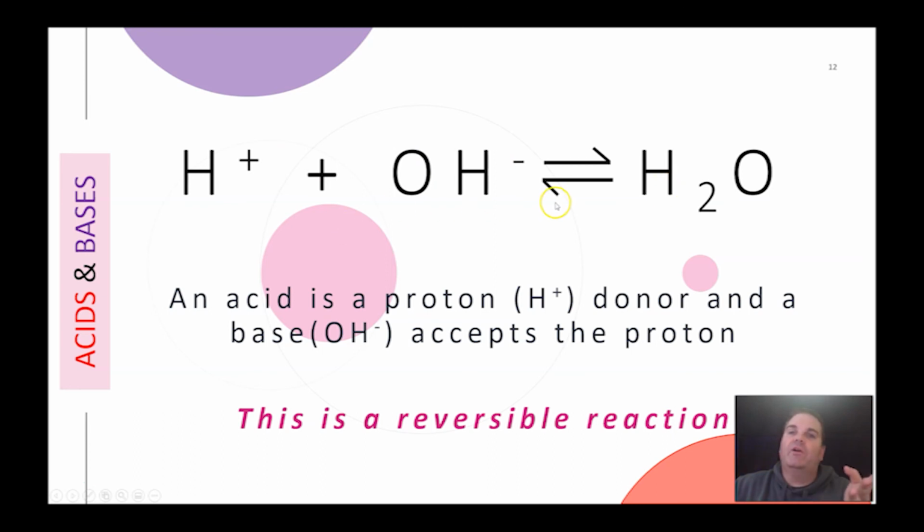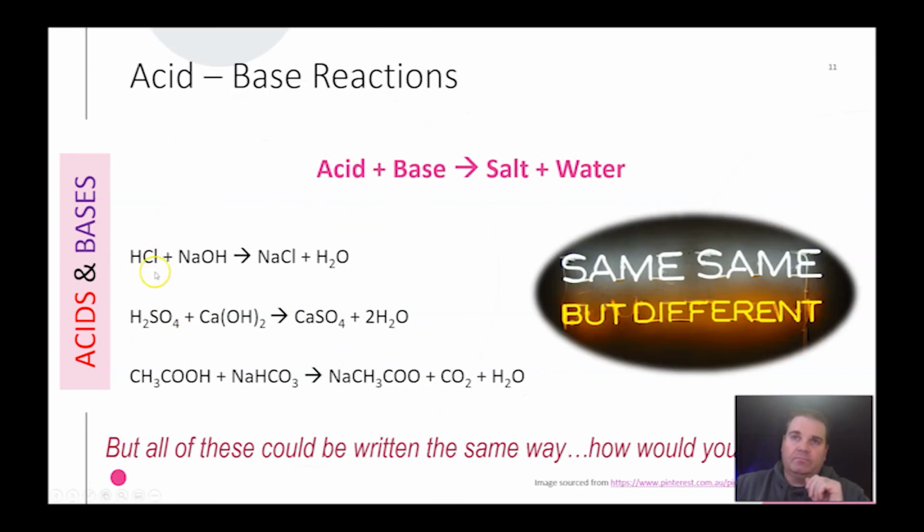This is called an ionic equation, so we're just showing the ions that are involved. We're not showing the other ions that aren't involved. They're called the spectator ions. So it doesn't matter what acid we're using. If we go back to this one, hydrochloric acid or sulfuric acid or vinegar, it doesn't matter. We still end up with water as the product. We still get the hydrogen donated from the acid and the base accepting the proton, and we get water forming.